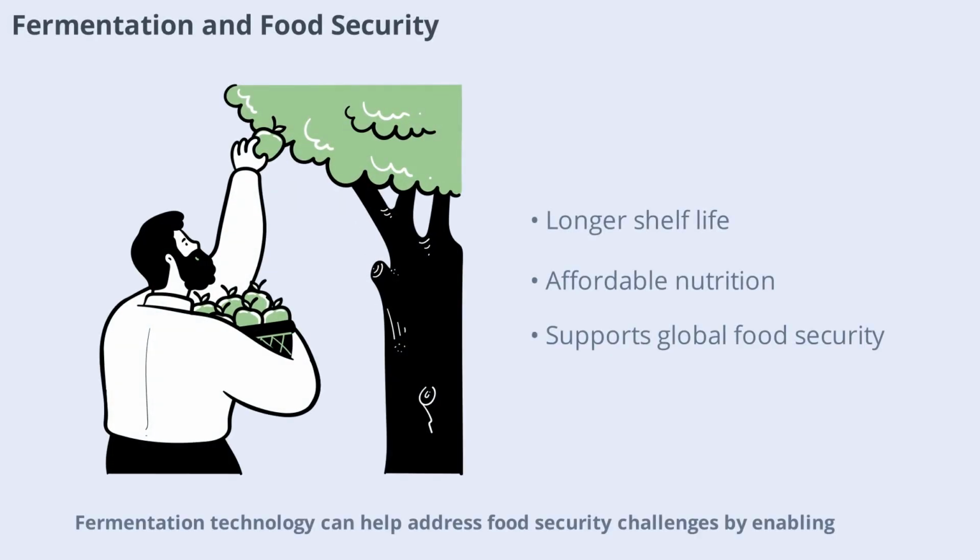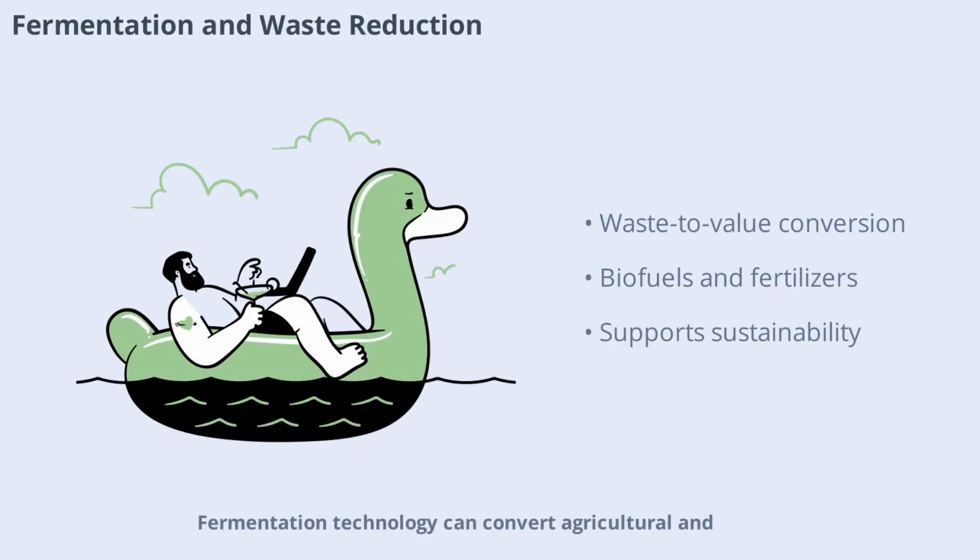Fermentation technology can help address food security challenges by enabling the preservation of perishable foods and the production of nutritious, affordable products. Fermented foods have a longer shelf life and can be produced from locally available raw materials, supporting communities around the world. Fermentation technology can convert agricultural and food waste into valuable products like biofuels, animal feed, and fertilizers.